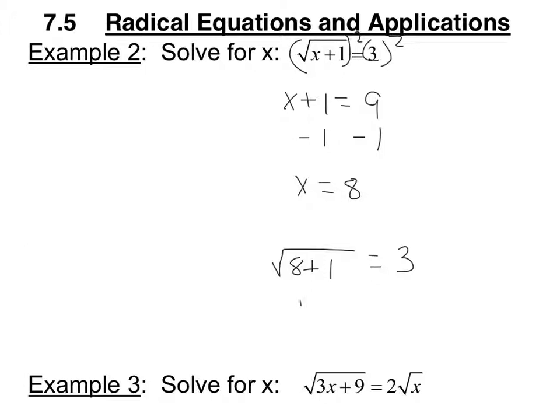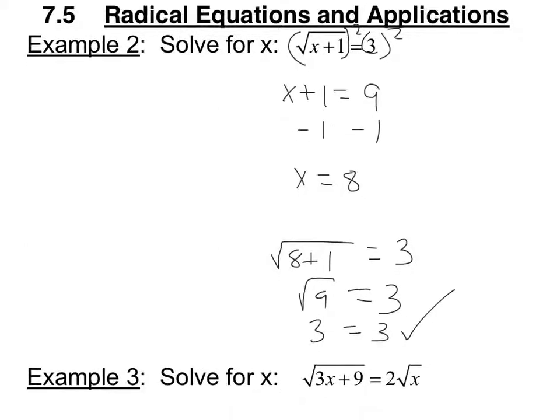8 plus 1 is 9. The square root of 9 is 3. 3 equals 3, so we're good. This is where we have to be careful, okay? This says positive root. We are not solving an equation, so you don't go plus and minus. You just take whatever root they want you to. Let's take a look at some more.